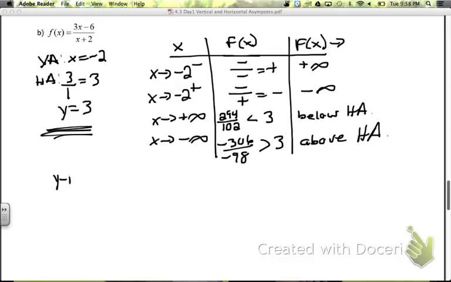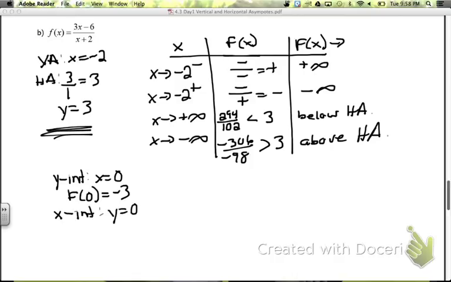First is our y-intercept. Remember, x is equal to 0 at our y-intercept, so if we sub in 0 there, what we're going to get is -3. Also, let's look at our x-intercept.